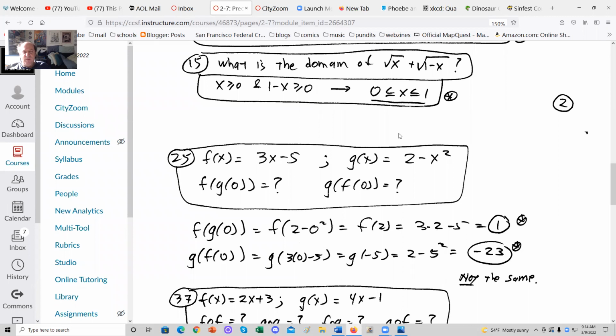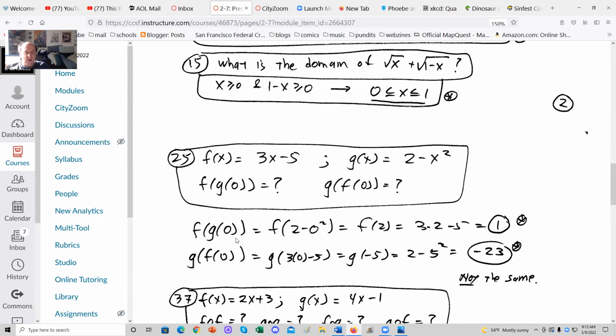Now here we have the composition function. f of x is 3x minus 5. g of x is 2 minus x squared. What's f of g at 0? What's g of f of 0? Well, here's what we do. f of g of 0. Well, you find g of 0 by substituting in. That'll be 2 minus 0 squared. f of 2 minus 0 squared is f of 2. f of 2 you plug in here: 3 times 2 minus 5. End result, 1. Fine.